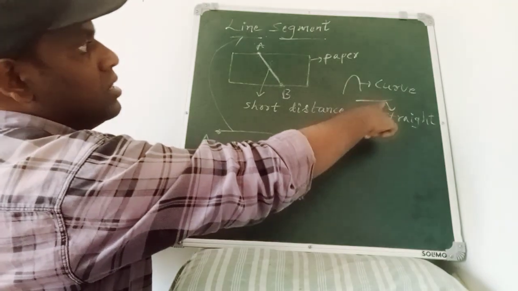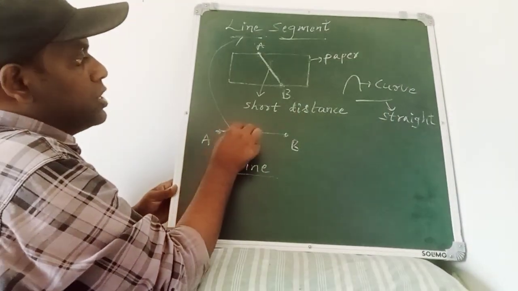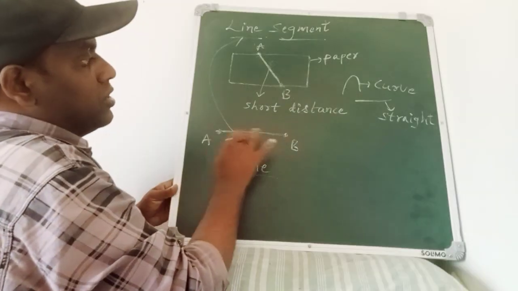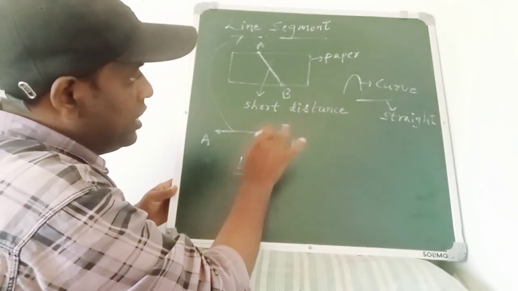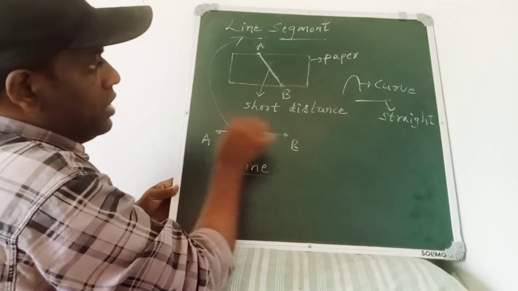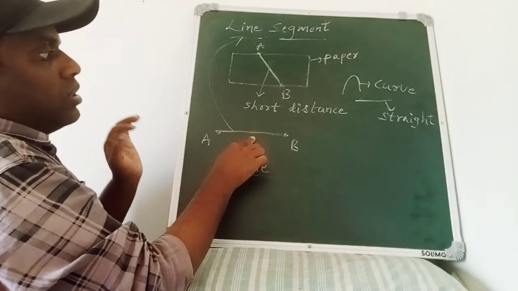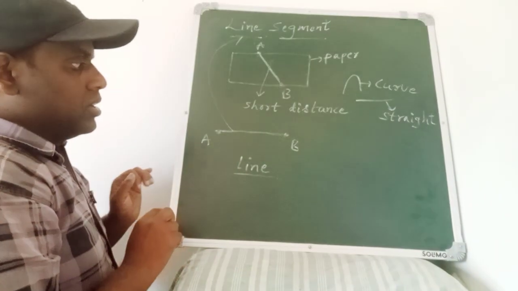Like a pen. This is a curve, somewhat bent. So this line segment should be straight, like a pen, and it should have two end points. Starting at one point, and at the ending there should be another point. Then we call this a line segment.